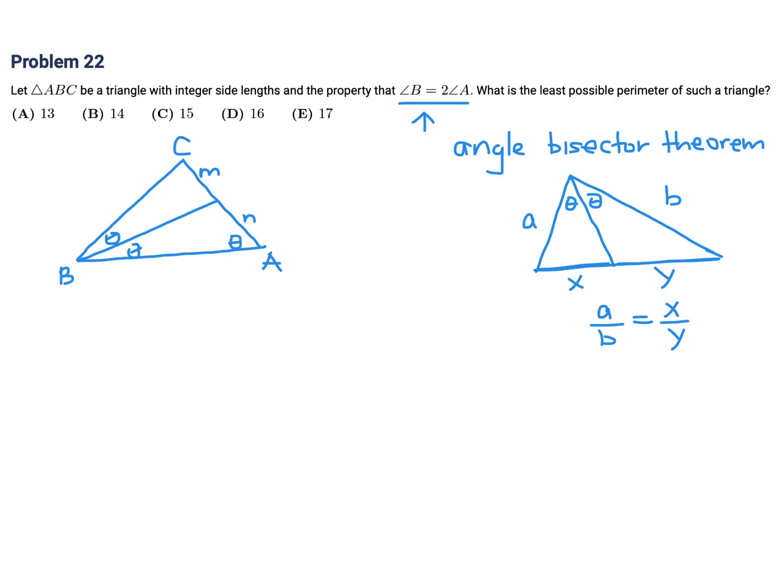And using the angle bisector theorem, I need to label the sides. I'll label this side small a, small c, and small b. So using the angle bisector theorem, what do I get? I get A over C is equal to M over N, and also M plus N is equal to B. If I cross multiply, I get AN is equal to MC, and N is equal to M times C over A. So far, that's about all I can do.